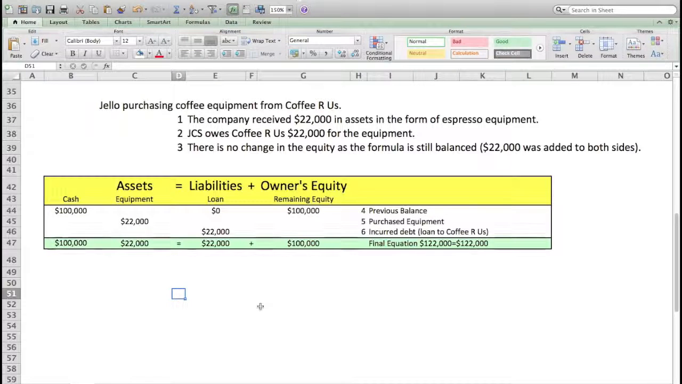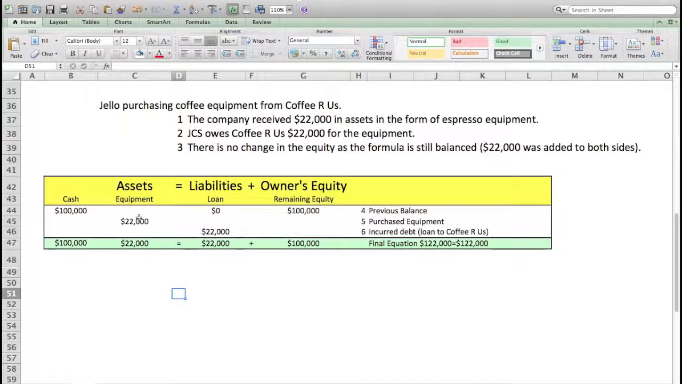So we can start this with a $22,000 adjustment. First, you identify the asset. That would be the espresso equipment, $22,000. So we'll start with the previous: $100,000 cash, no equipment, no loan, $100,000 equity. We're going to add $22,000 worth of equipment. So that's your purchased equipment. And then we have to figure out who owns this equipment.